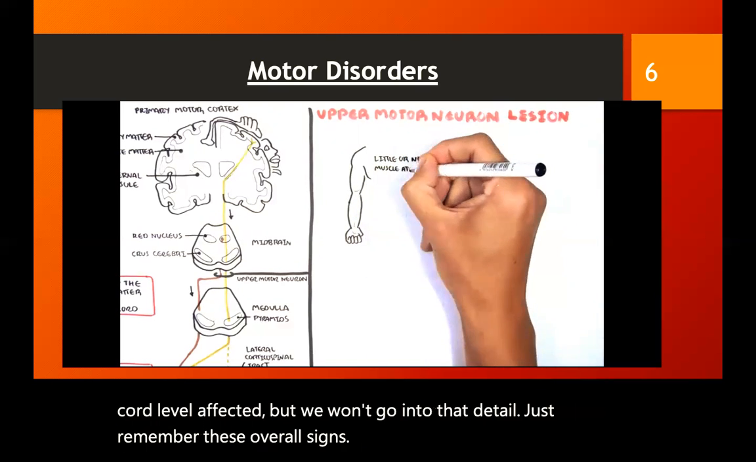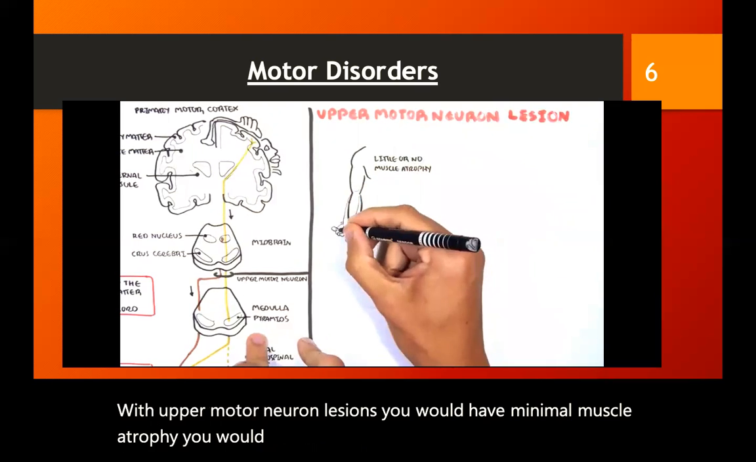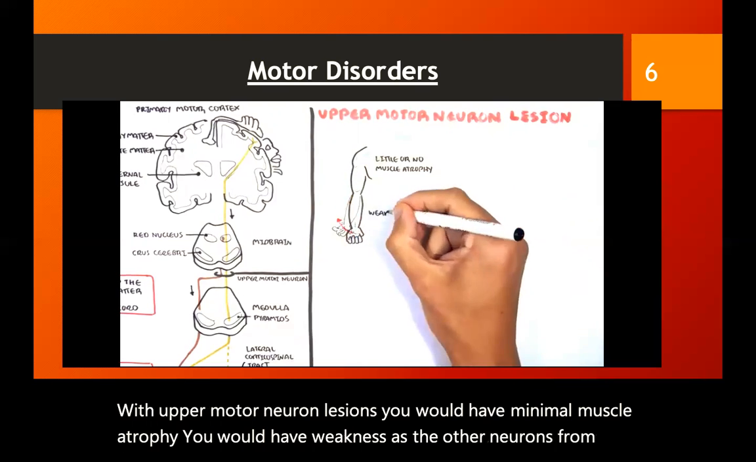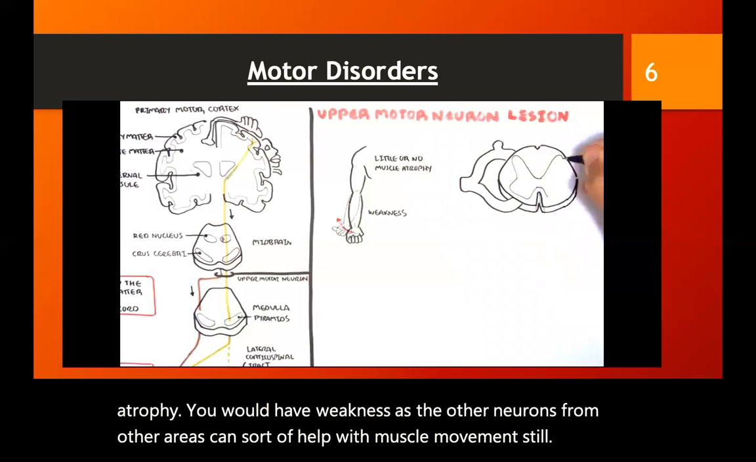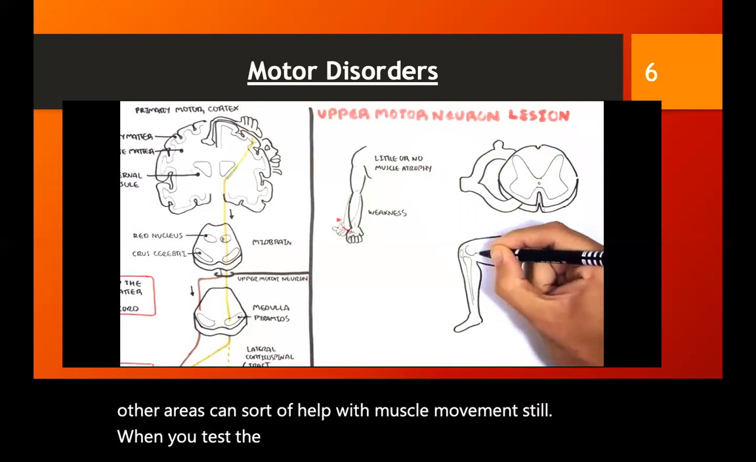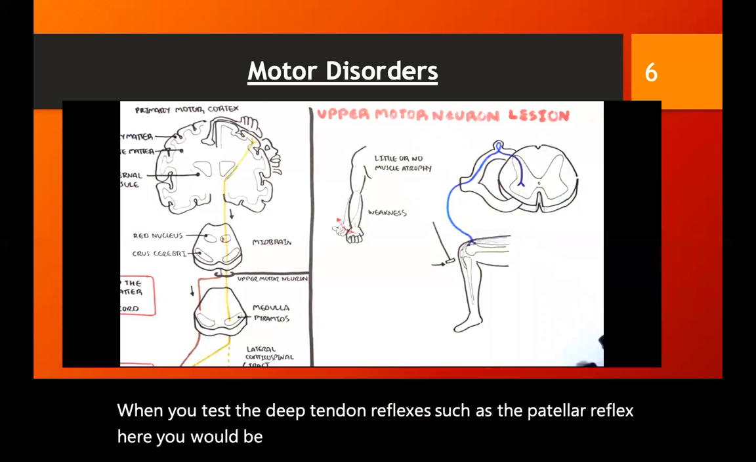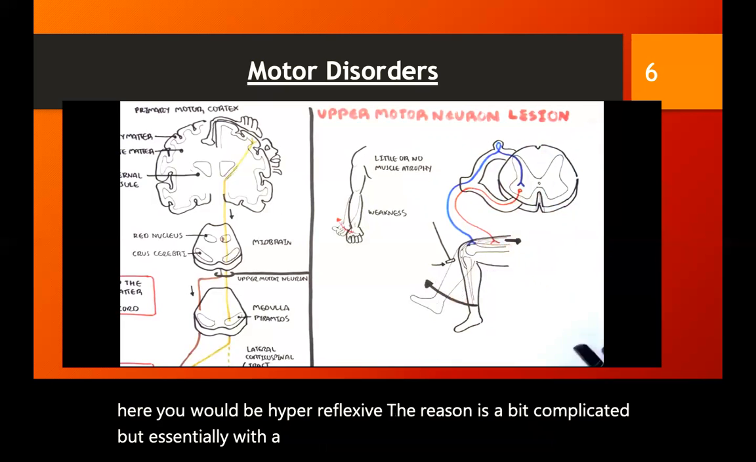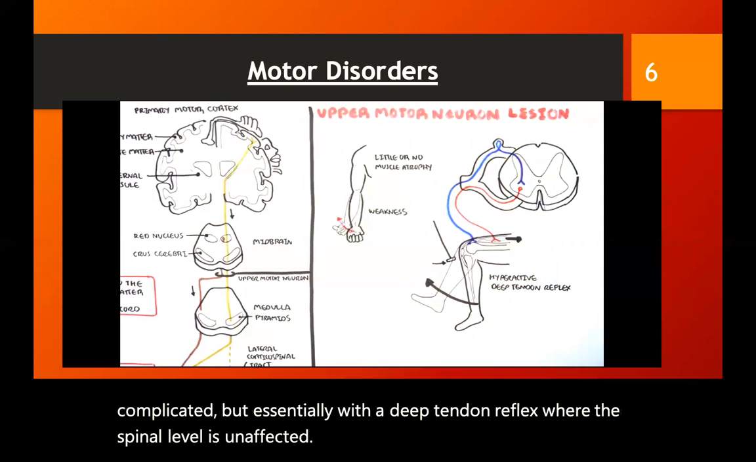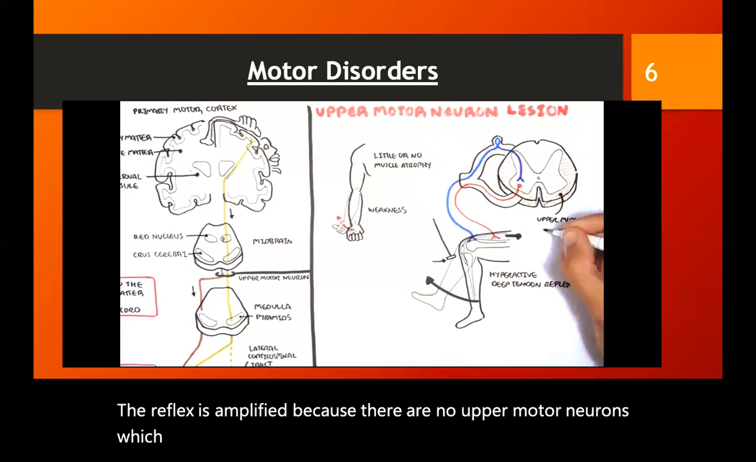With upper motor neuron lesions, you would have minimal muscle atrophy. You would have weakness, as the neurons from other areas can still help with muscle movement. When you test the deep tendon reflexes, such as the patellar reflex here, you would be hyperreflexic. The reason is a bit complicated, but essentially with a deep tendon reflex where the spinal level is unaffected, the reflex is amplified because there are no upper motor neurons regulating the reflex at that level.